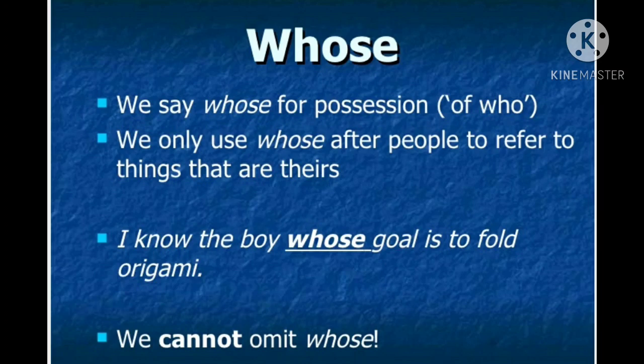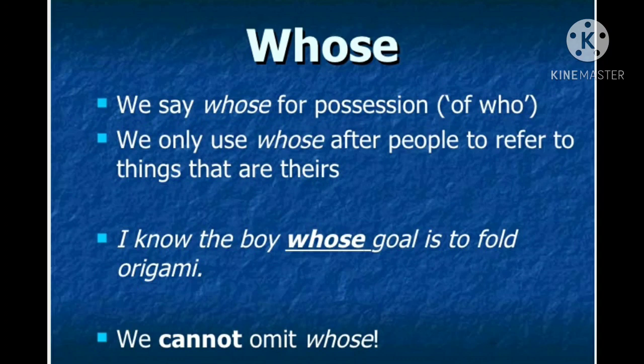See the example. I know the boy whose goal is to fold origami. We cannot omit whose here in the example. We can't say "I know the boy's goal is", because it is his possession. His goal, his ambition is to become that. So there we have to use whose.